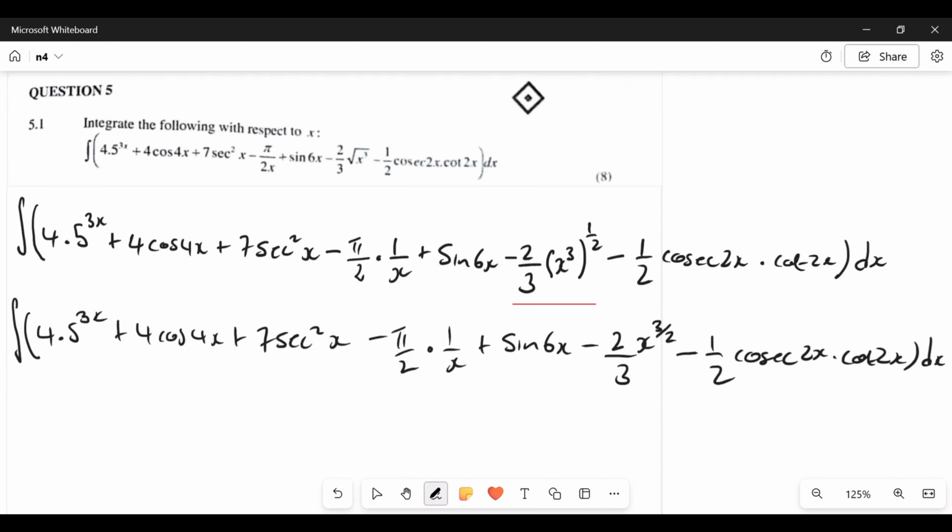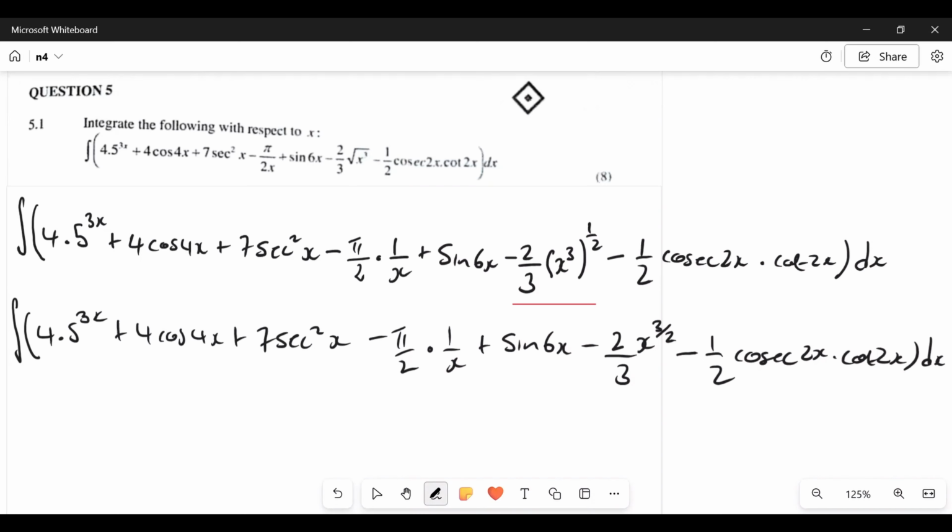Now the next step here is to recognize the functions and know which integrals they are. Let's start with the first term. We have 4 multiplied by 5 to the power of 3x. Since we have x as an exponent, this is an exponential integral.